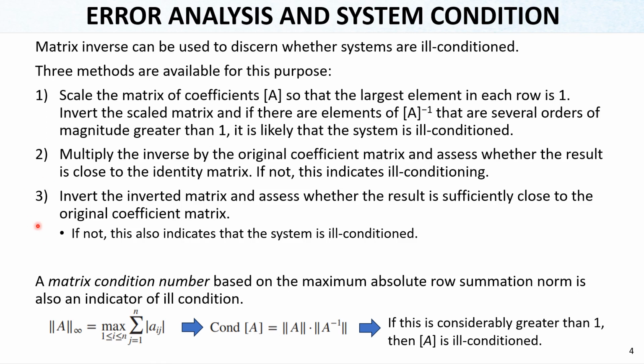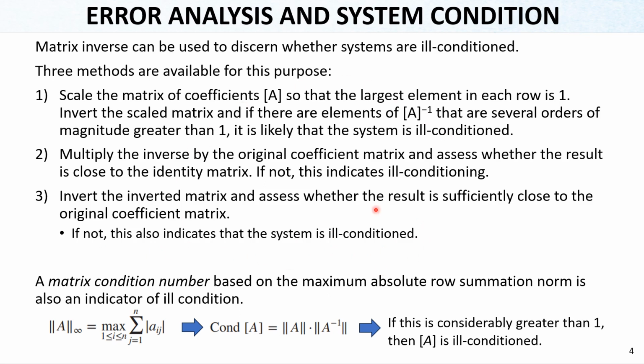The third method is to invert the inverted matrix. We will take the inverse again by using LU decomposition, then invert it again. So normally we will be able to get A again. Assess whether the result is sufficiently close to the original matrix. If we get A again, then that's okay. But if we are getting another matrix, different values, then it also indicates that the system is ill-conditioned.